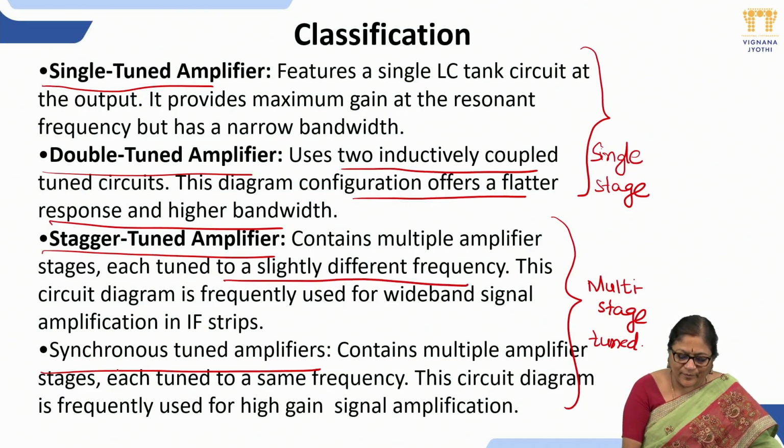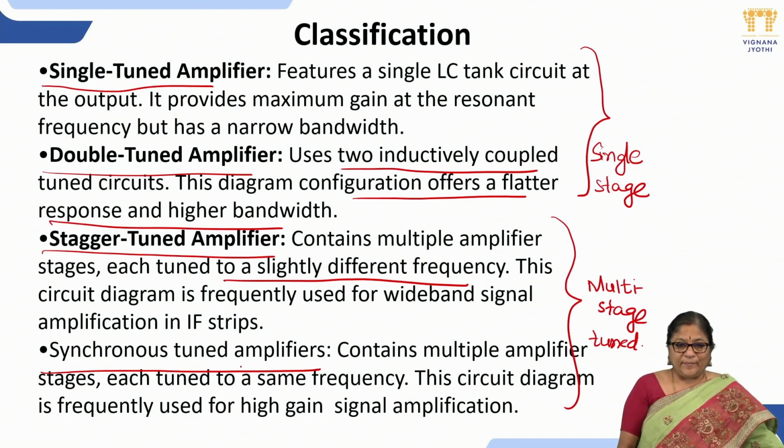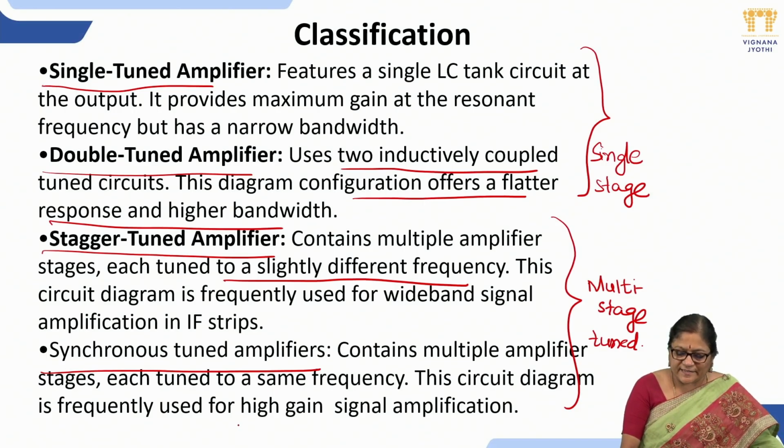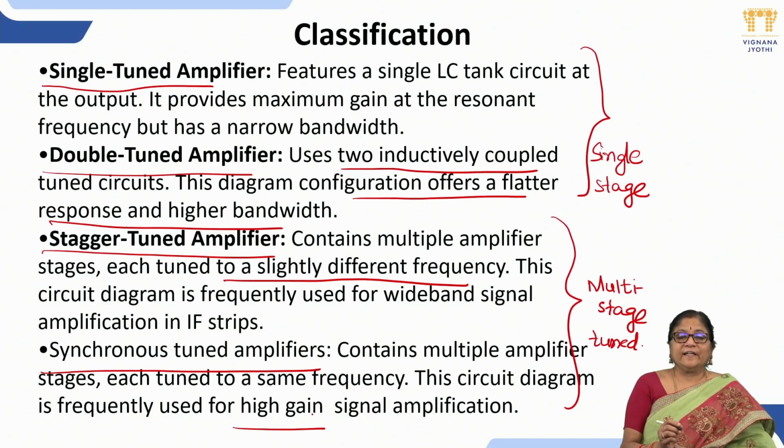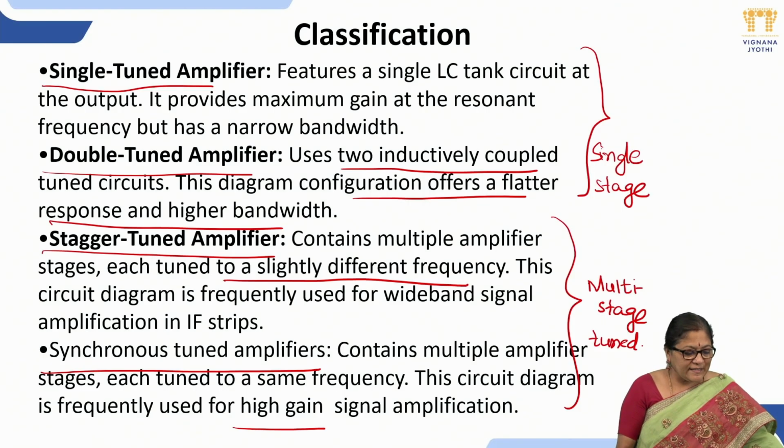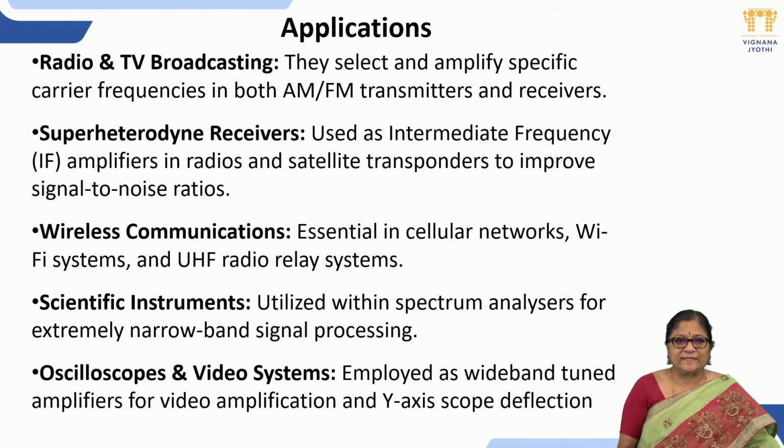Coming to the multi-stage tuned amplifiers, the first one is the stagger tuned amplifier. It contains multiple tuned amplifier stages, where each is tuned to a slightly different frequency. The second type of multi-stage amplifier is the synchronous tuned amplifier, where both tuned amplifier stages are tuned to the same frequency. So it provides high gain. Because of the high gain, it provides low bandwidth. Because of the low bandwidth, it provides high selectivity. So these are the classifications of tuned amplifiers.